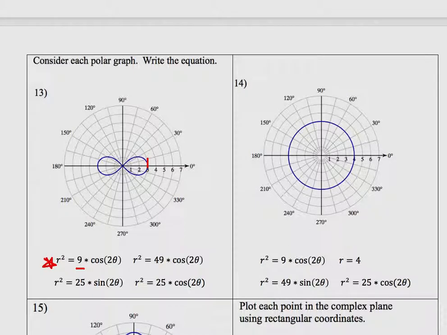Okay, and then on number 14, hopefully you remember if it's an r squared here, you're going to have this little infinity symbol, your figure 8. So it can't be that one, can't be that one, and it can't be that one. If you're not sure, if you've forgotten that, check out your radius is 4, and the only one that could possibly have a radius of 4 is this one here. So this is the polar graph.